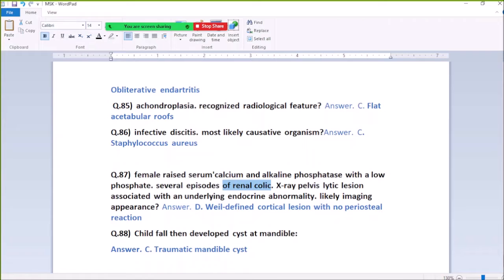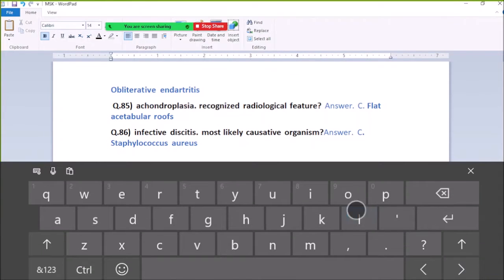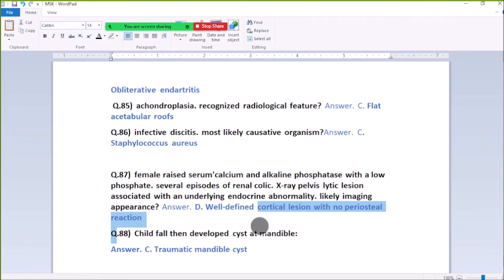It shows cyst, brown tumor. It is a well-defined cortical lesion with no periosteal reaction.